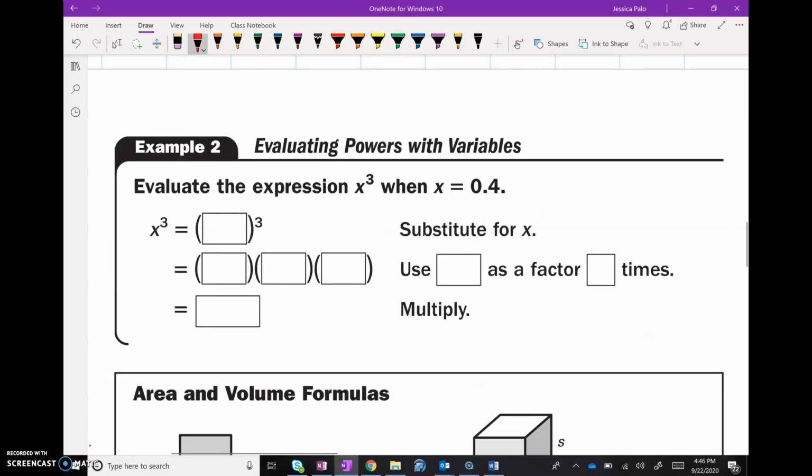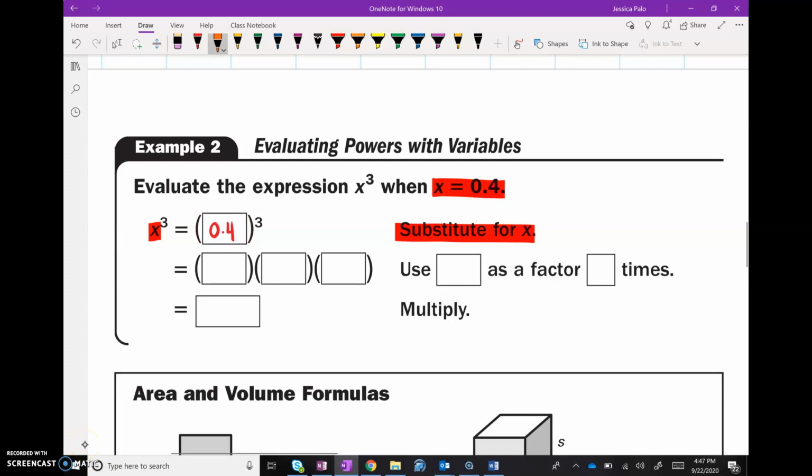Moving down to example 2, evaluating powers with variables, you are going to use substitution to evaluate the variable exponential expression. So first identify the value of your variable. In this case, x equals 0.4. It's always a good idea to color code your variables within your expression. Now we are going to substitute the value for x, which is 0.4. If you notice, this decimal is also in parentheses. It's important to put decimals in parentheses so you don't mistake that decimal point for multiplication.